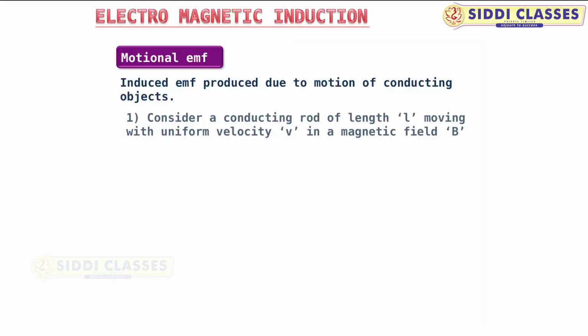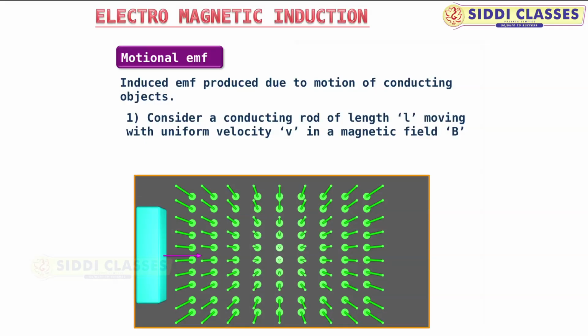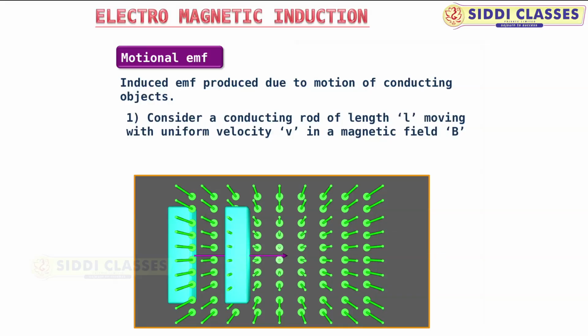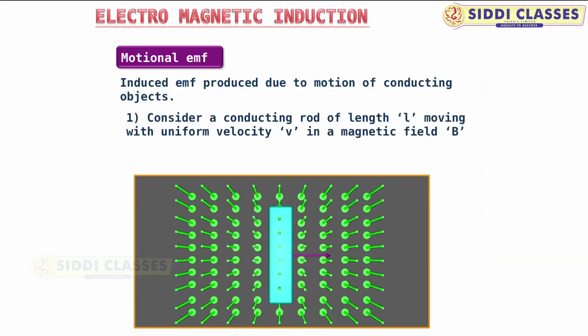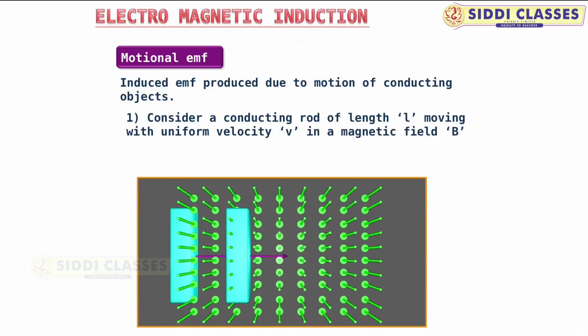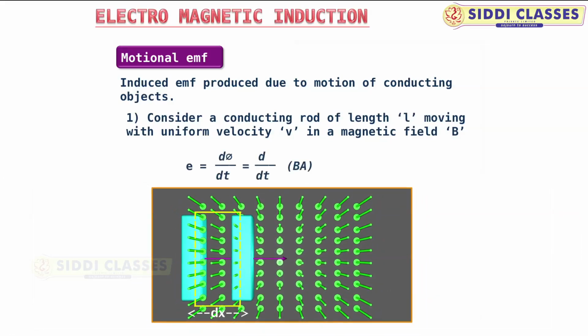Now we take one example. Consider a conducting rod of length L moving with uniform velocity v in a magnetic field of induction B. As you can see in the figure, this conducting rod is moving in a magnetic field of induction B, the direction of magnetic field is into the paper, that is into the board. When this is moving in time dt, it makes a displacement dx. Since the motion of the rod cuts the magnetic flux, an induced EMF will be produced across the rod. In this case, the induced EMF produced in the rod is E equal to dΦ by dt.